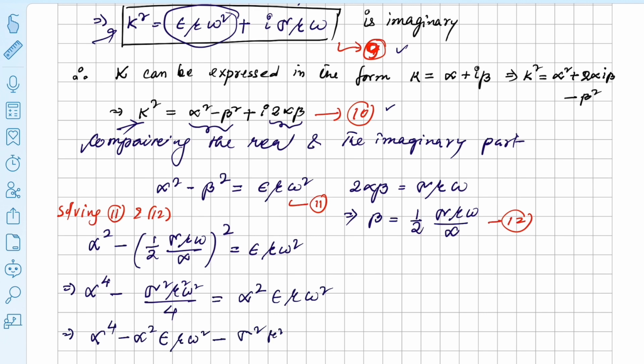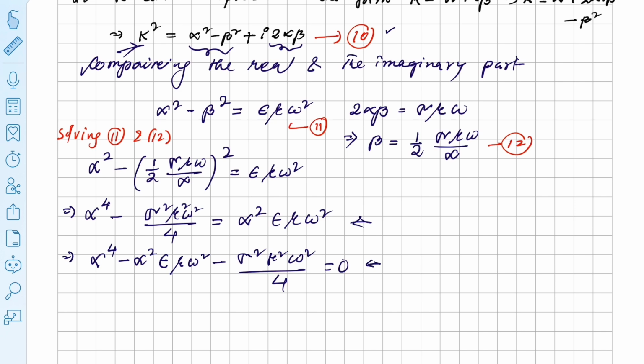Sigma square mu square omega square divided by 4 is equal to 0. Now you see, this is in the form of a quadratic equation, a x square plus b x plus c is equal to 0, because here alpha to the power 4 can be written as alpha square whole square. Now compare this with x square, so here a is nothing but 1.